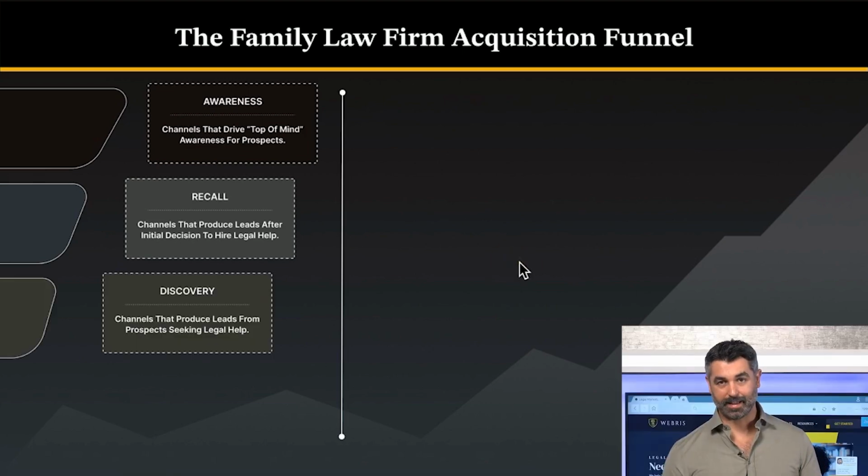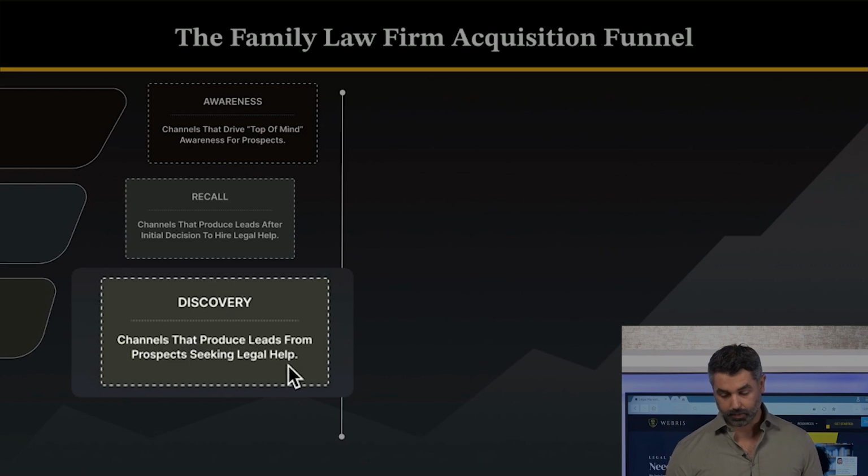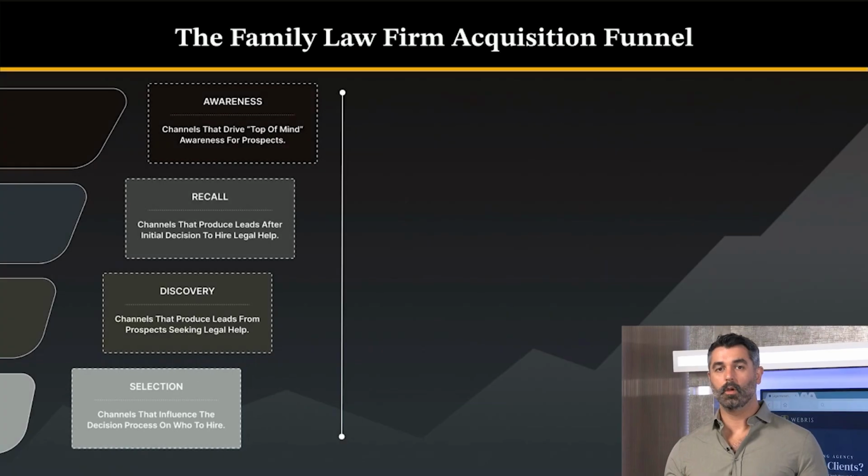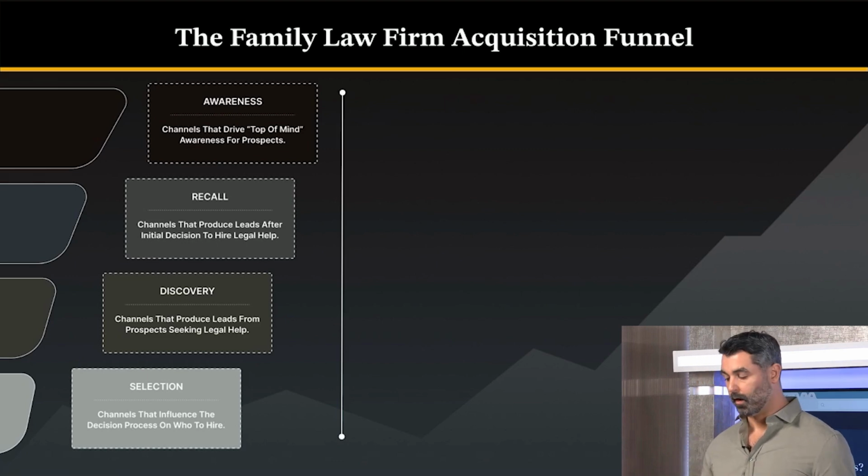The next stage down is discovery. These are channels that produce leads from prospects seeking legal help. And the final stage down is selection. These are channels that influence the decision process on who to hire. A lot of you struggle with marketing and lead generation because you don't fully understand this funnel, and specifically you don't understand this funnel as it applies to the family law selection process. So let's identify all the different traffic sources and channels that lead to these different stages in the funnel, and how you can interconnect all these things to create a digital ecosystem that produces fruit for you on a flywheel basis.